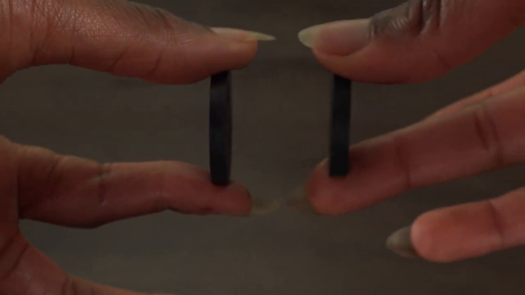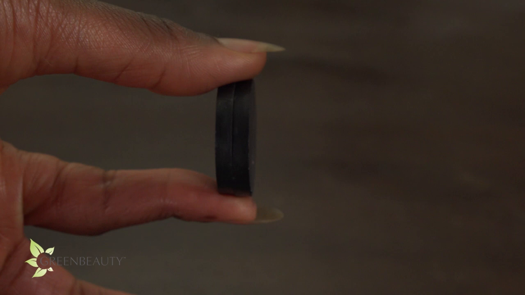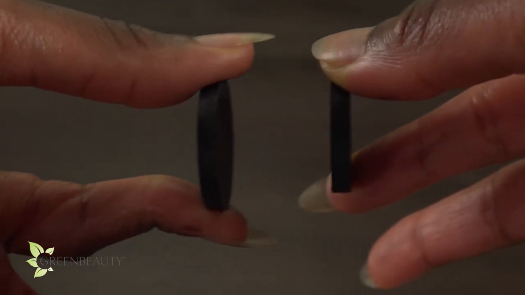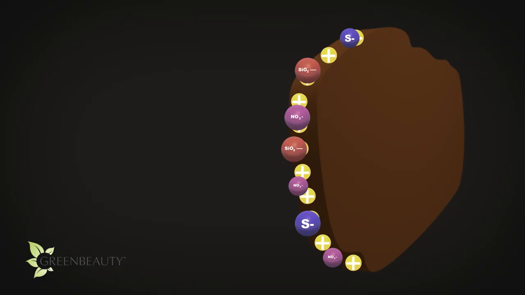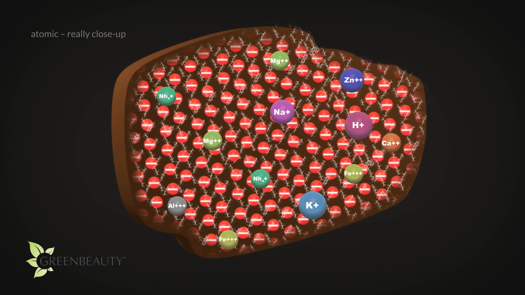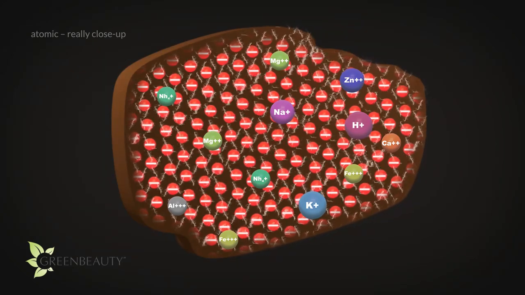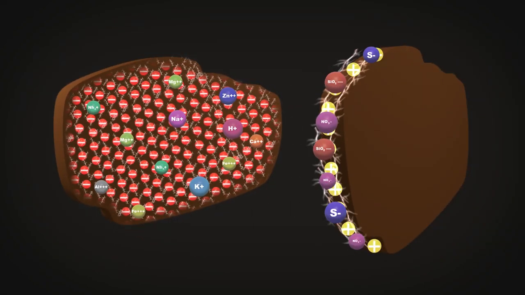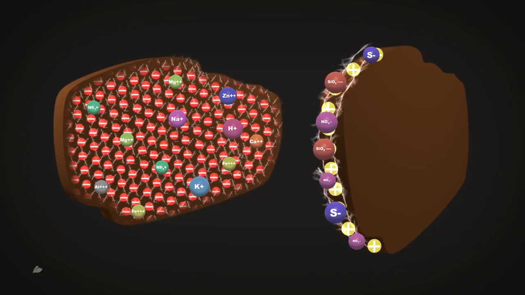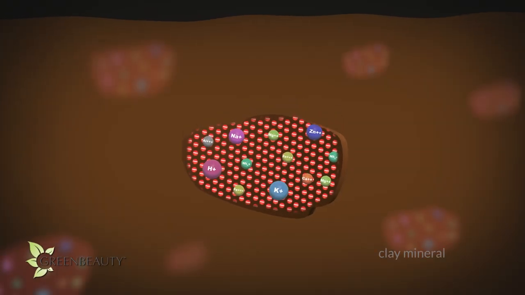Just like with magnets, the positive charge side of one magnet has a strong attraction to the negative charge side of another magnet. But if both sides are positive, or if both sides are negative, they will repel each other. That's the same thing that happens on an atomic level with clay particles. The negative charge surfaces of the clay particles attract positive charged minerals, and the positive charge surfaces of the clay particles attract negative charged minerals. They stick to each other like magnets. That's why they're called clay minerals.